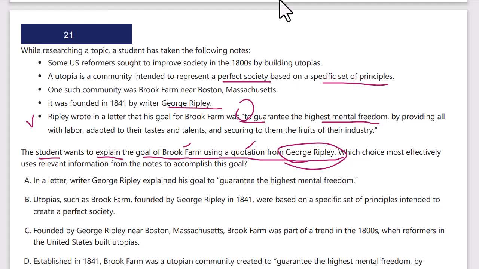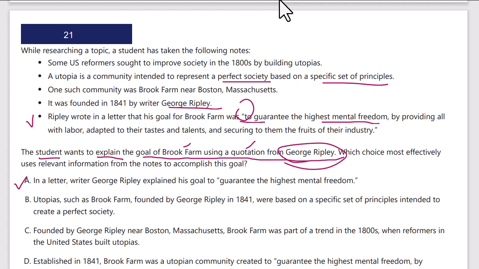Let's take a look. In a letter, Ripley explained his goal to guarantee the highest mental freedom. So we want to explain the goal using a quote. And that's using the quote, and that's explaining the goal. This looks good. I'm going to hold on to A for now. Let's check B, C, and D.